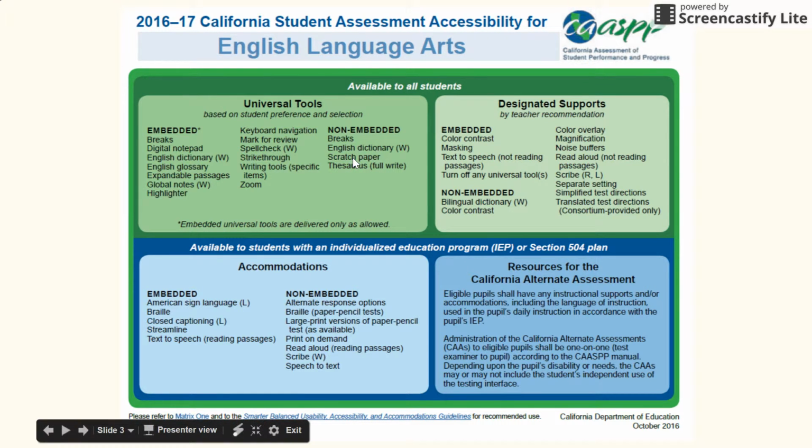Somebody has to provide the scratch paper. Somebody has to provide the break. The second category is designated supports. These are also available to all students, but only by teacher recommendation.